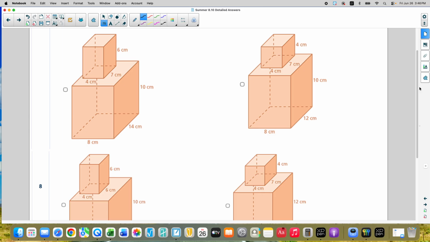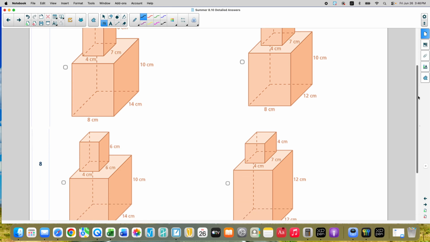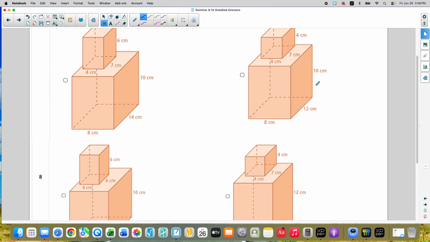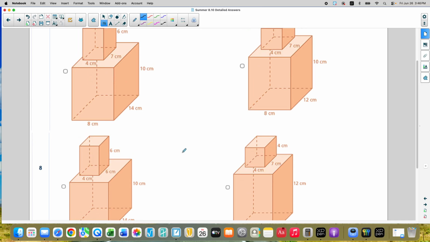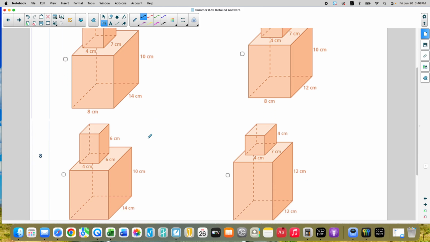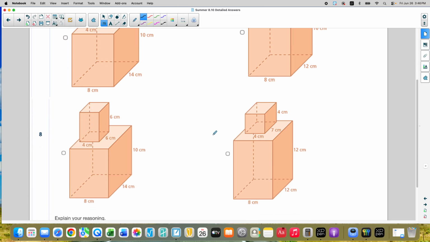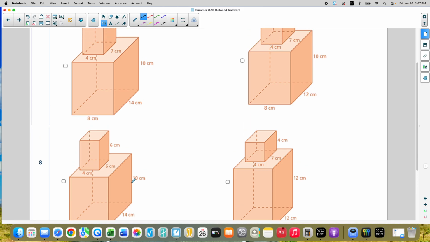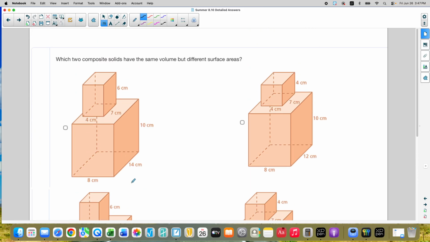Do we have to do each one? That's a lot of work. Same volume. Let me use this for a second, just so I can get around a little bit easier. 8, 14, 10, 4, 6, and 6. Those don't. So 8, 14, 10. All right. Well, we're just going to have to do each of the maths.